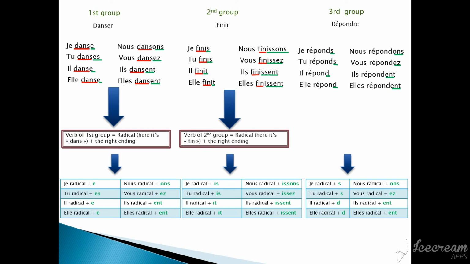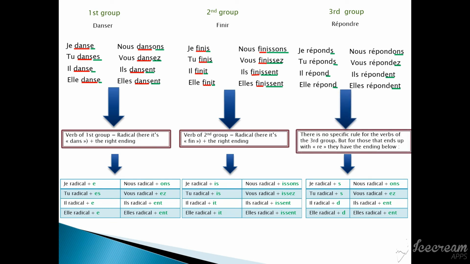But pay attention. For the other verbs and exceptions that I talked about in the previous video, verbs are not used in the same manner and they don't keep their radical. Indeed, their radical completely changes. We're gonna see that in the exercises where we can break down each case apart.